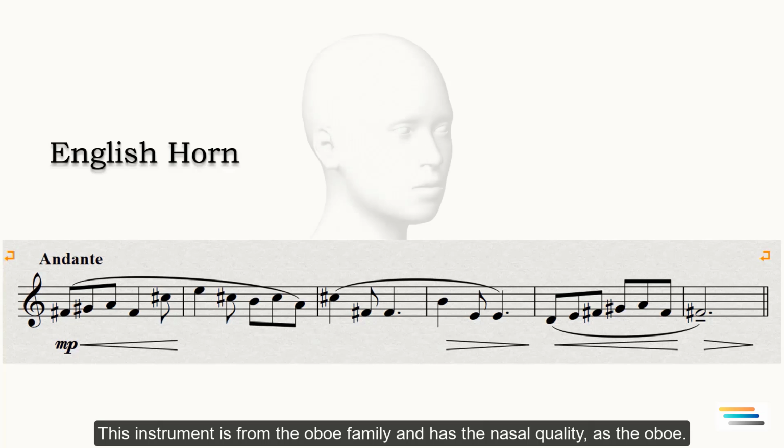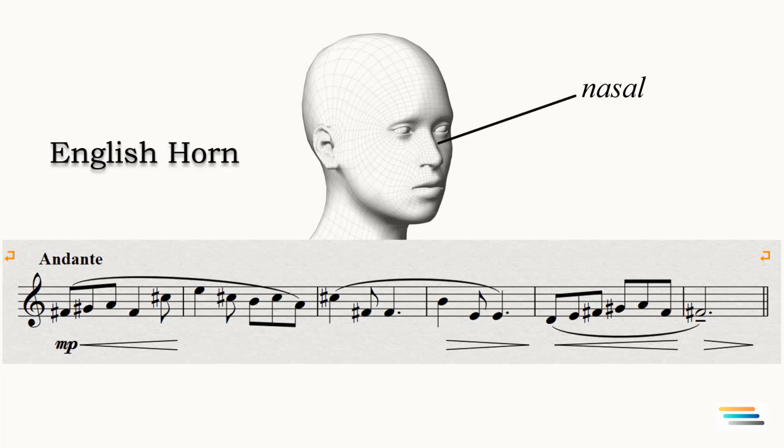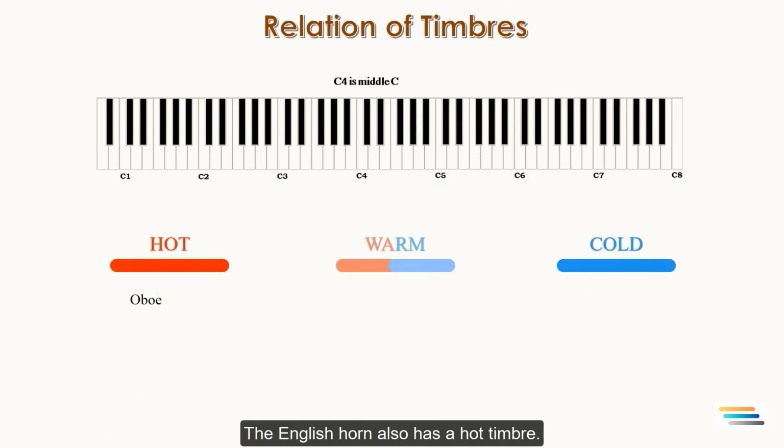This instrument is from the oboe family and has the same nasal quality as the oboe. The English horn also has a hot timbre, therefore I add it into the hot category.